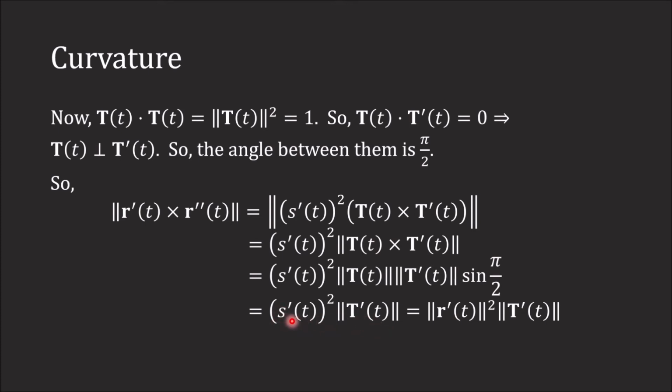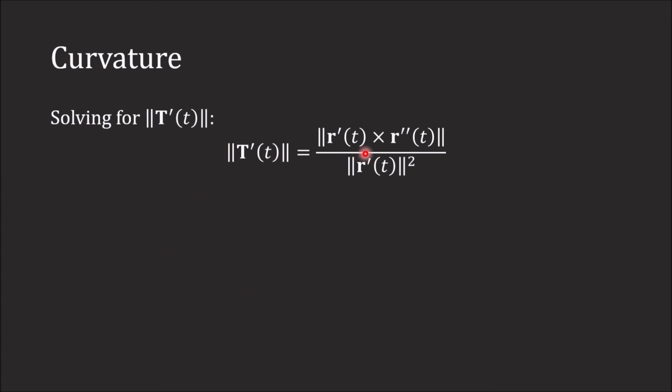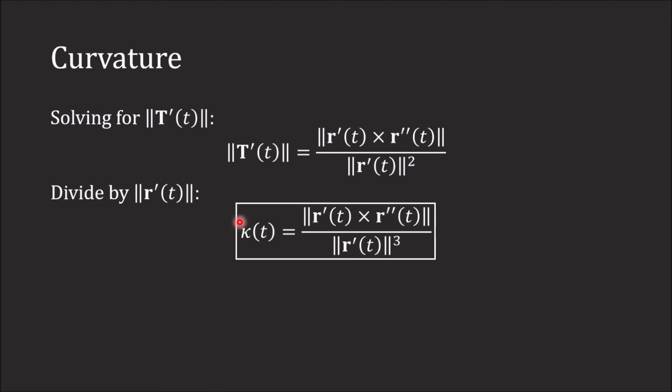This is the norm of r prime, so it's the norm of r prime squared times the norm of t prime. If we solve for the norm of t prime, it is the norm of r prime cross r double prime all over the norm of r prime squared. If we divide both by the norm of r prime, then this left-hand side will become kappa, and we have kappa of t is equal to the norm of r prime cross r double prime all over the norm of r prime cubed.